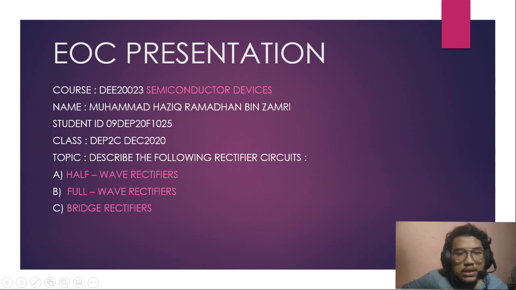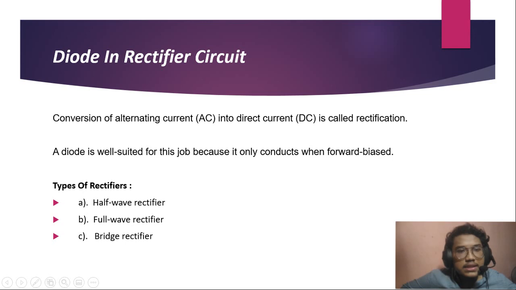The topic given to me is to describe the following rectifier circuits: A. Half wave, B. Full wave, and C. Bridge rectifier. Diodes in rectifier circuits: the conversion of alternating current AC into direct current DC is called rectification. A diode is well suited for this job because it only conducts when forward biased. There are three types of rectifiers: half wave, full wave, and bridge rectifiers.